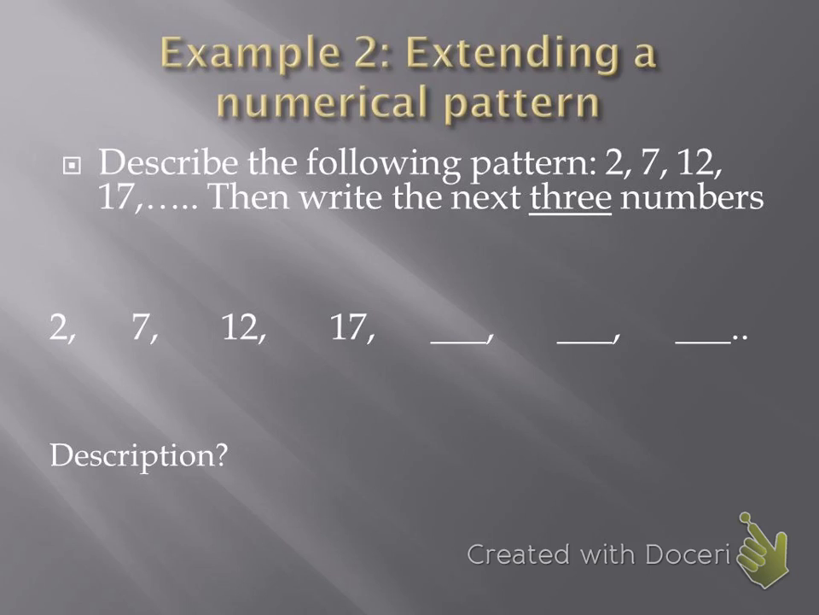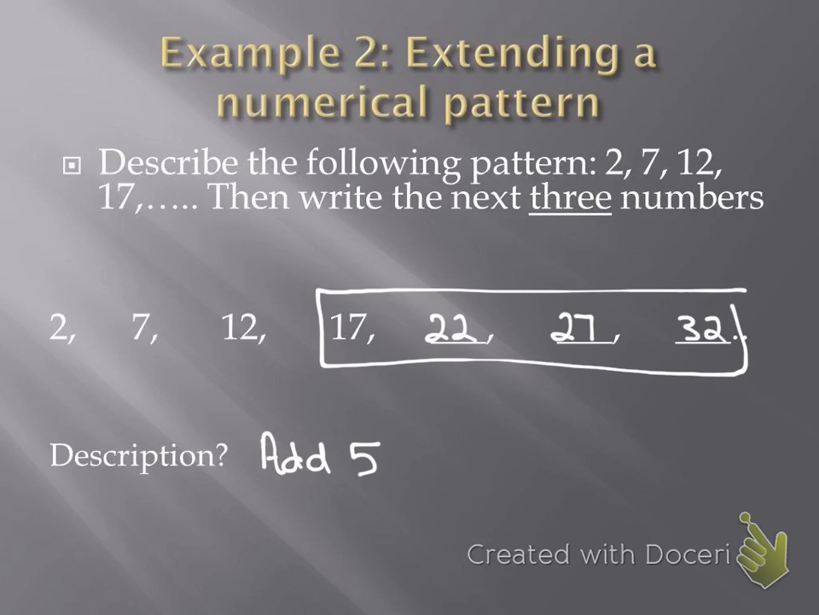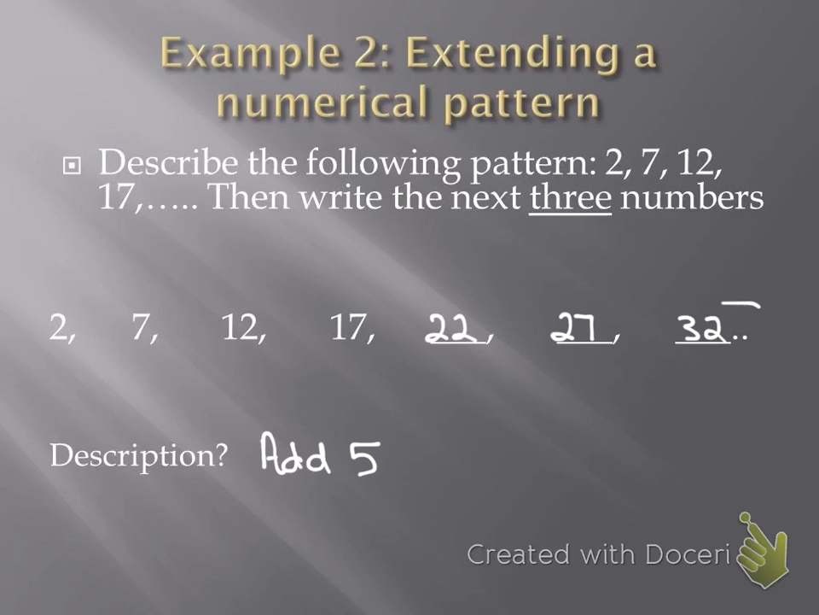I'm going to give you just a second to see if you can figure out what the pattern is here. All right, that is correct. We are going to add 5 to each number. So again, for the description, I need the operation, add 5. Okay, and now that I know the pattern, I can fill in the next 3 numbers. Class, what are going to be my next 3 numbers? 22, 27, 32. Okay, and if this was a homework assignment, you would box in the next 3 numbers in the pattern as your answer. I'm sorry, I boxed in 4, but you would box in the next 3.